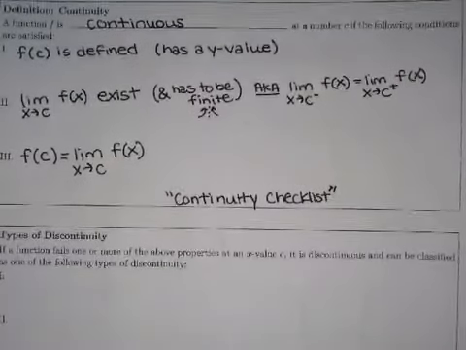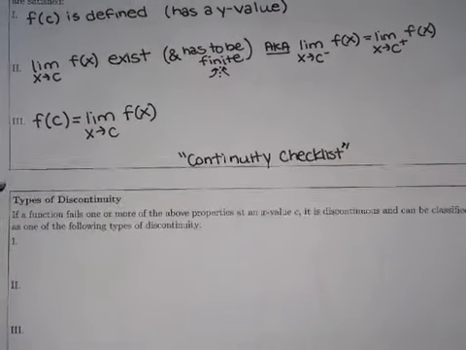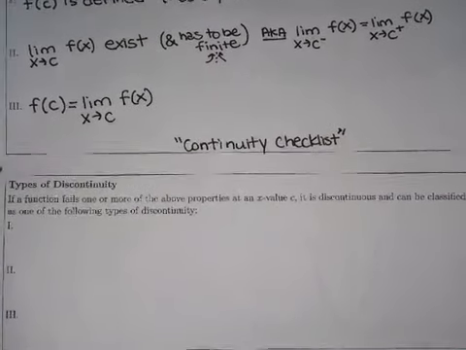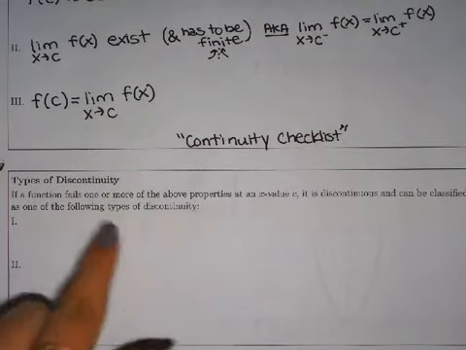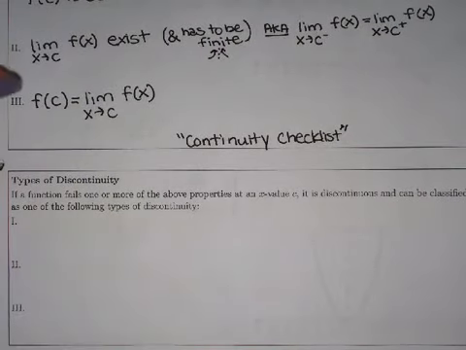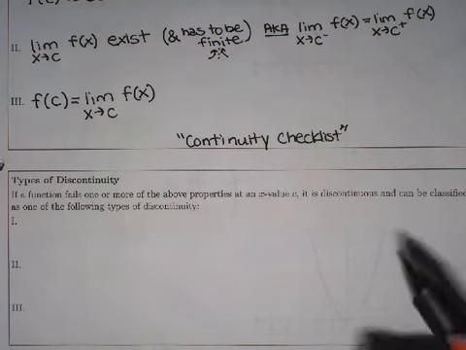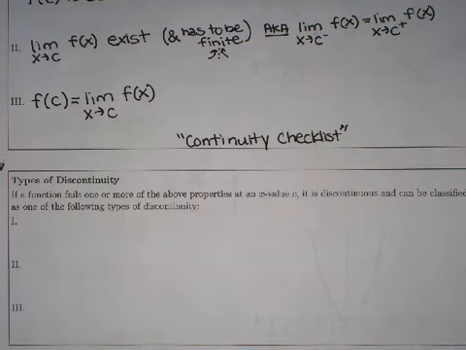Okay? So when they're not continuous, we get types of discontinuity. And we're going to look at three types of discontinuity. They're types of discontinuity because they fail one or more of the properties above. As long as they fail one, it's discontinuous, but some of them will fail more than one.